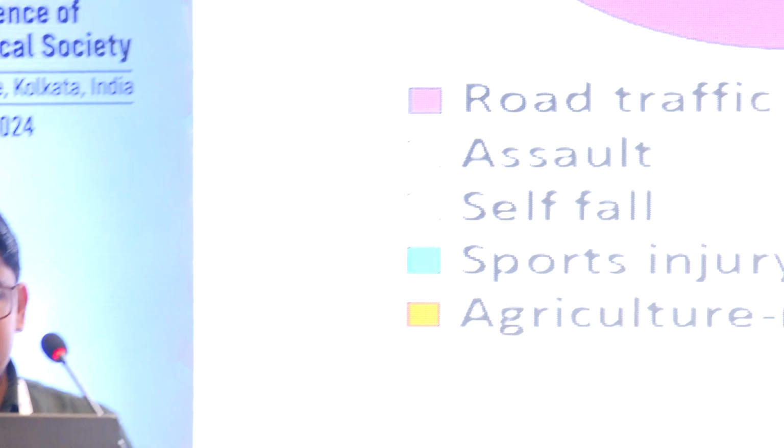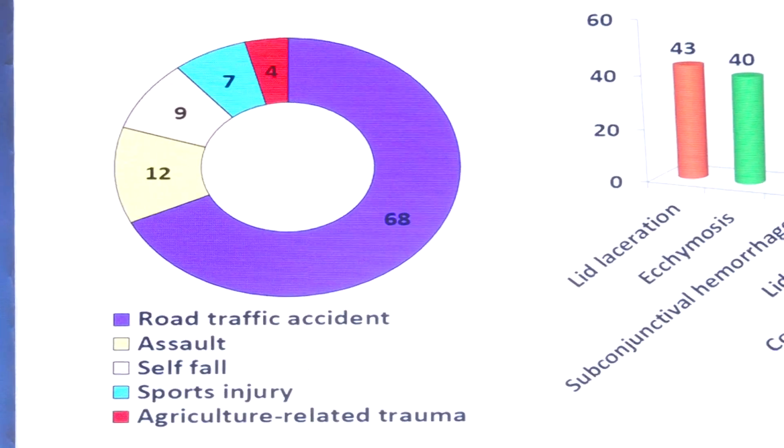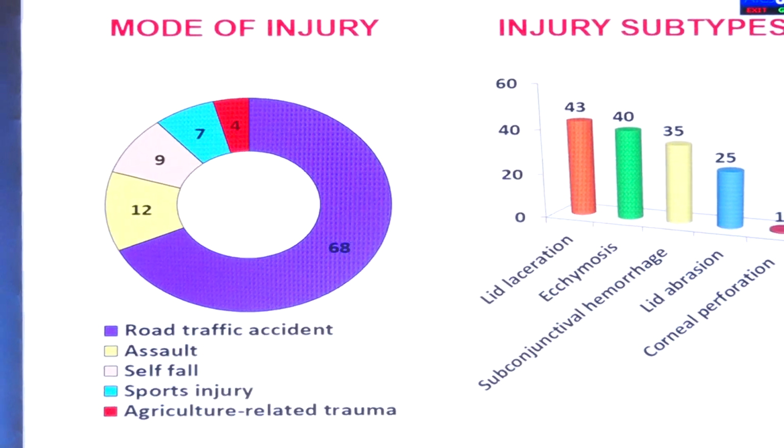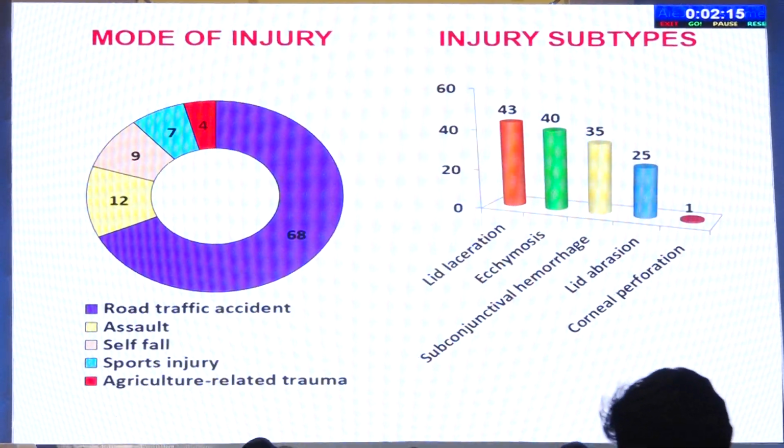Coming to the results, the most common age distribution is between 21 to 30 years. Out of 100 patients, 38 patients were between 21 and 30 years, and most of them were males. That is 86 cases, while 14 were female. The most common mode of injury was a history of road traffic accident, that is 68%, while 32% of patients had other non-RTA causes due to assault, self-fall, sports injury, and agriculture-related trauma. The most common injury subtype is lid laceration, followed by ecchymosis, subconjunctival hemorrhage, lid abrasion, and corneal perforation.